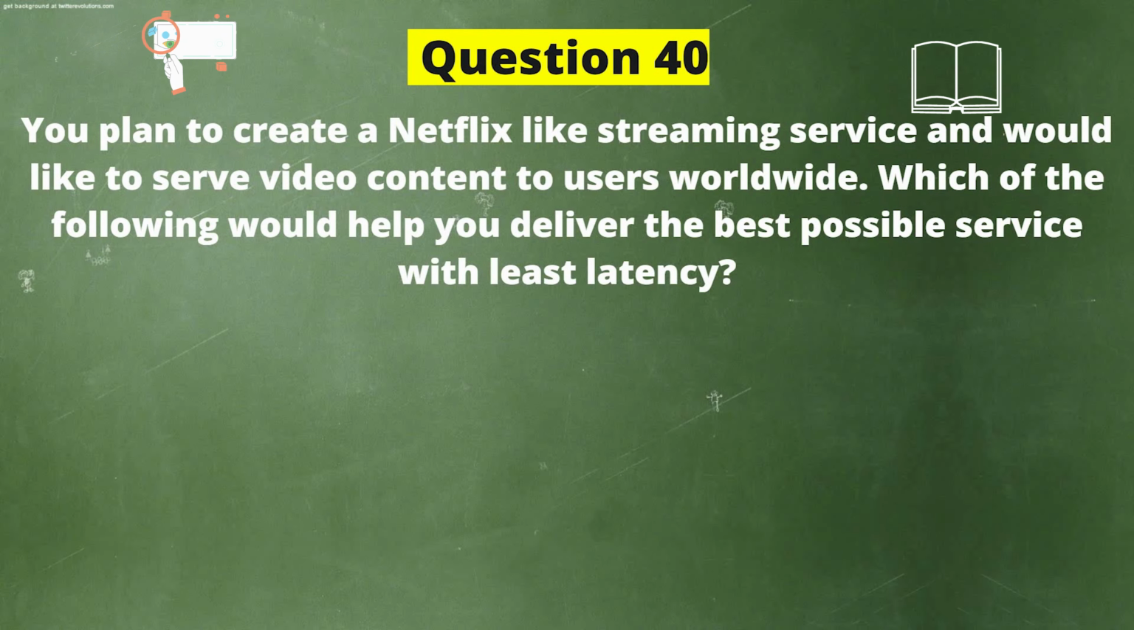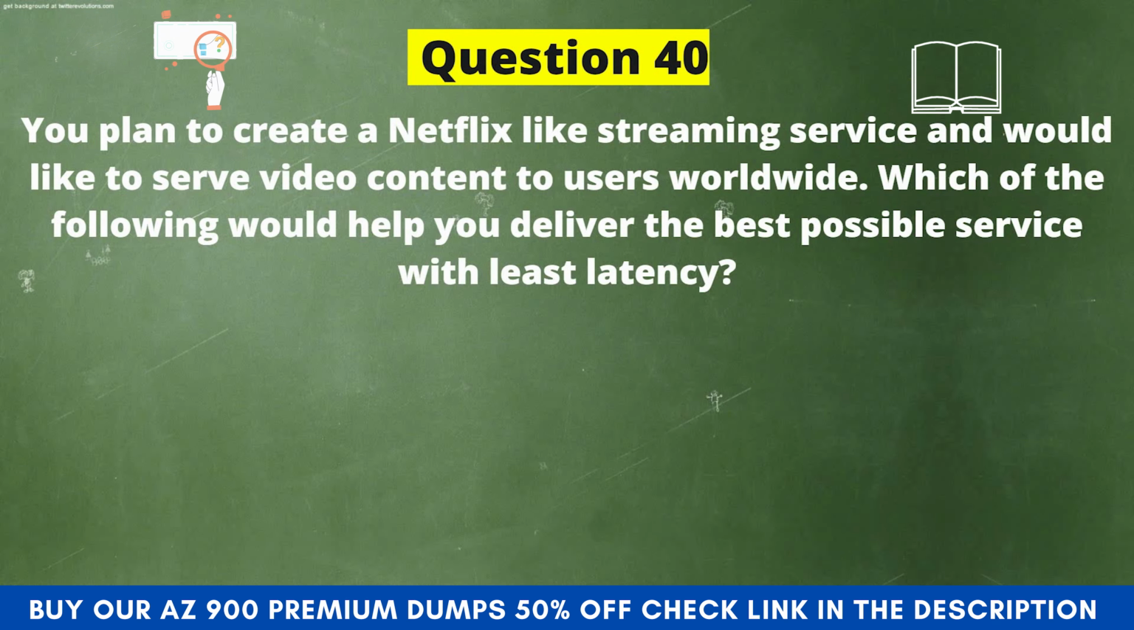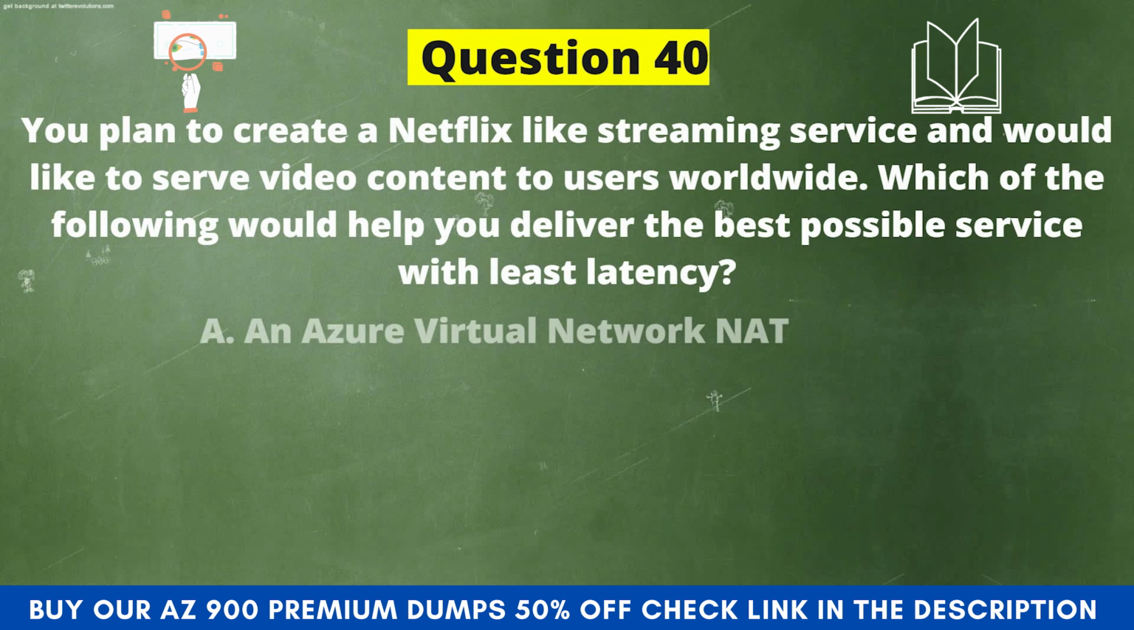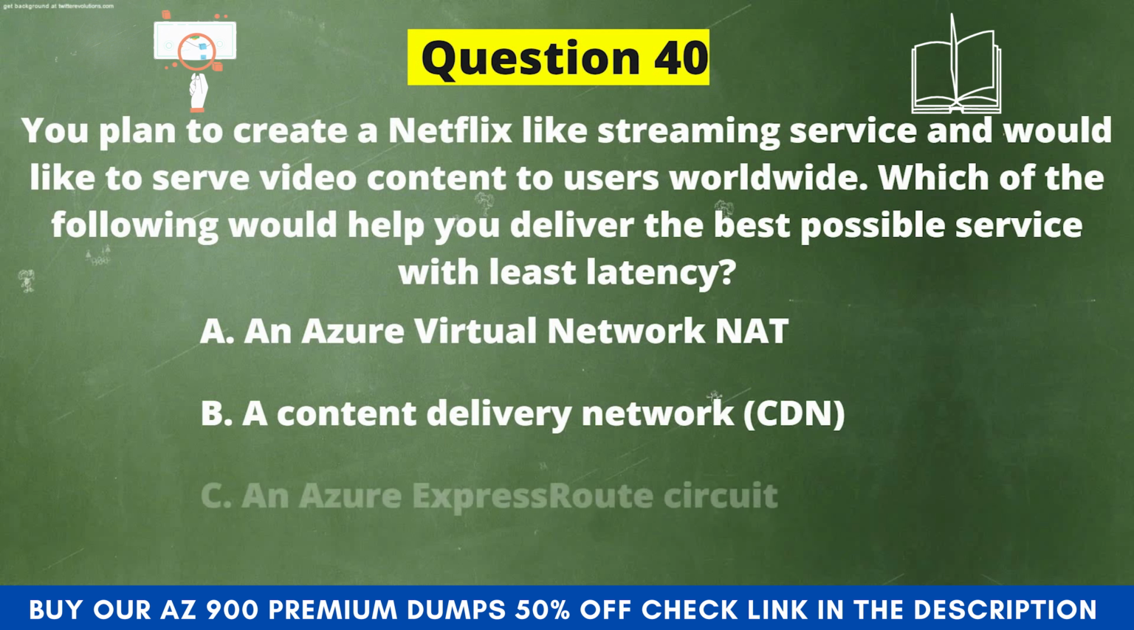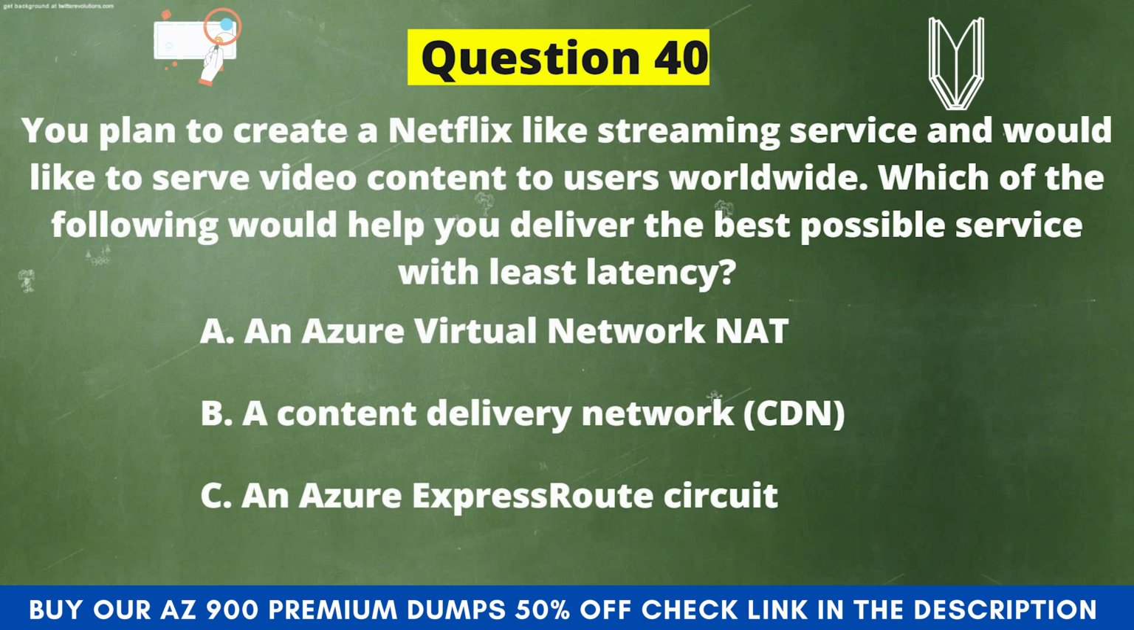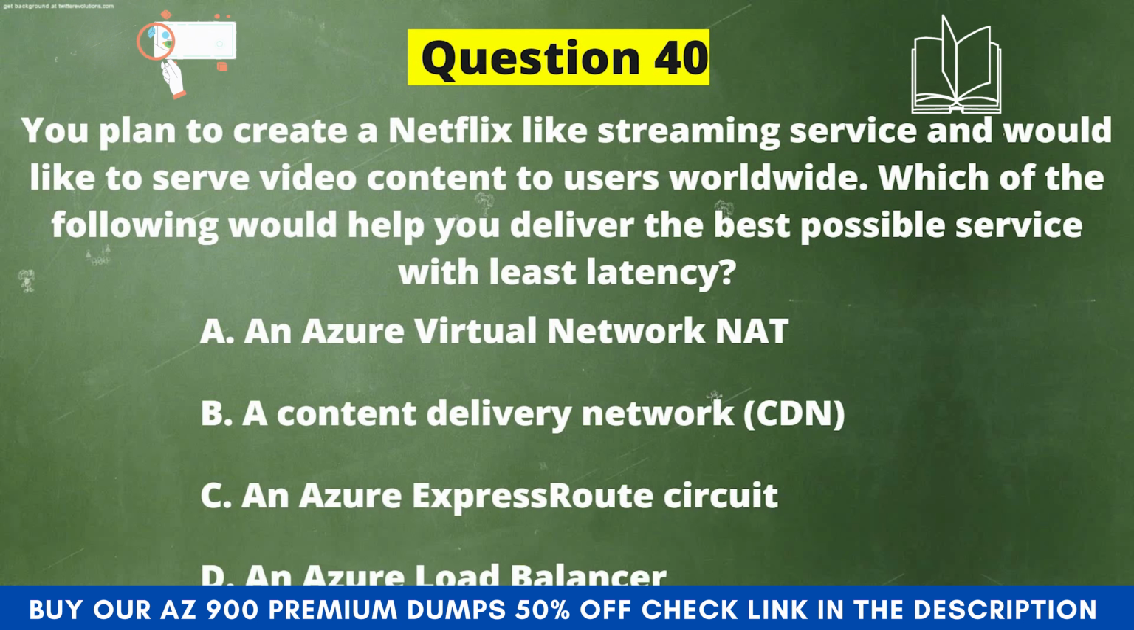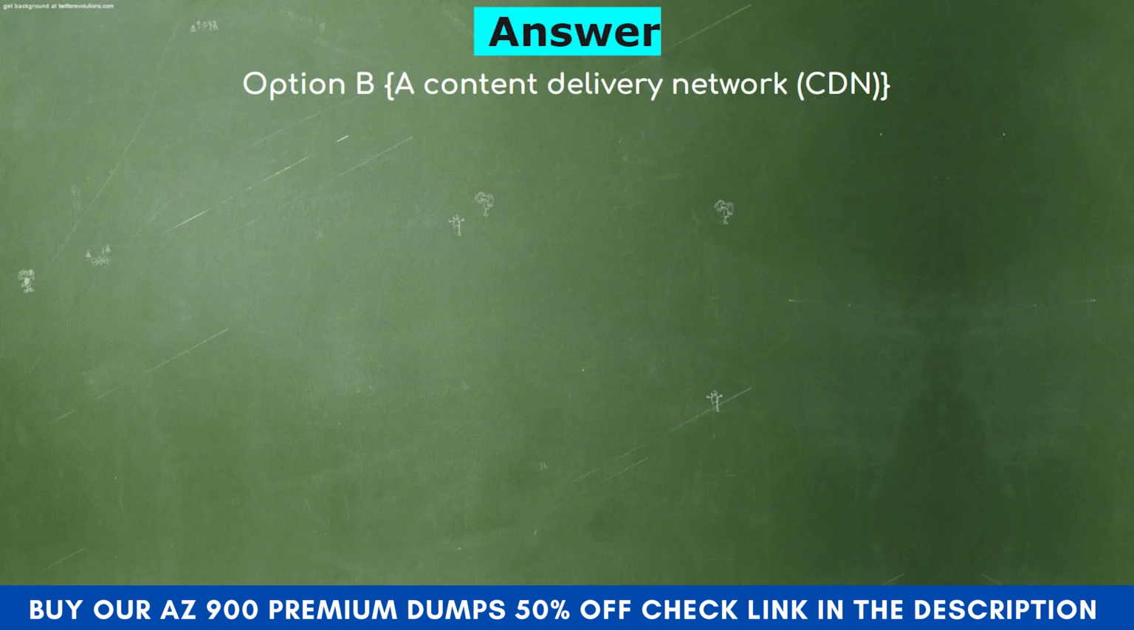Next question. You plan to create a Netflix-like streaming service and would like to serve video content to users worldwide. Which of the following would help you deliver the best possible service with least latency? Option A, an Azure Virtual Network NAT. Option B, a Content Delivery Network, CDN. Option C, an Azure ExpressRoute circuit. Option D, an Azure Load Balancer. And the correct answer is option B, a Content Delivery Network, CDN.